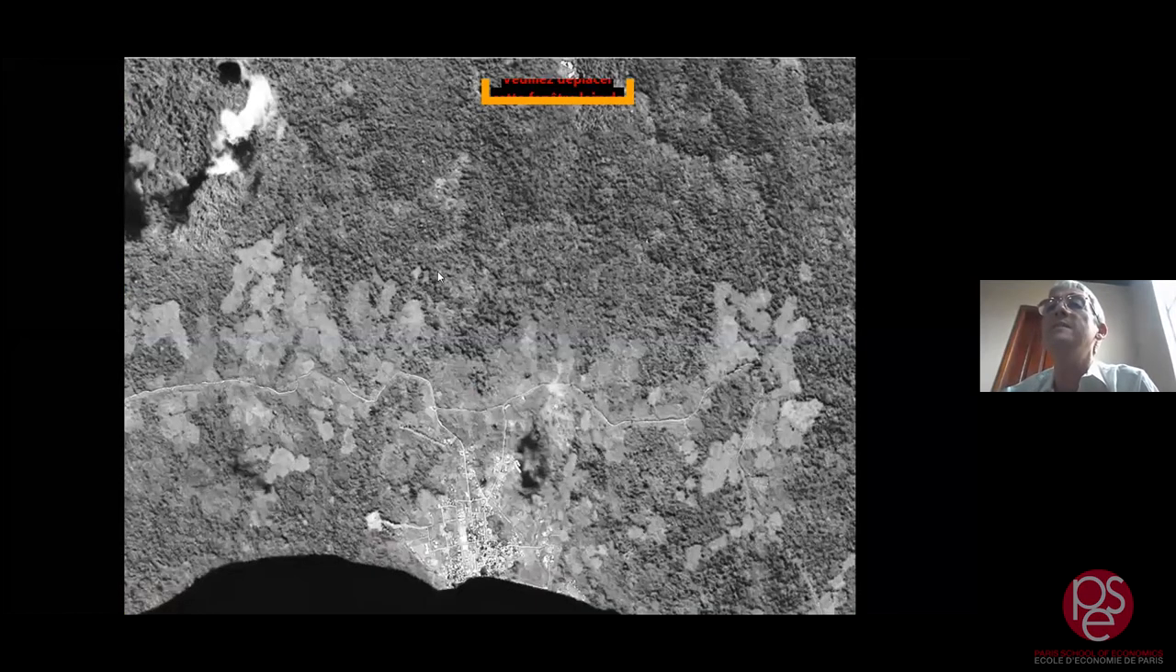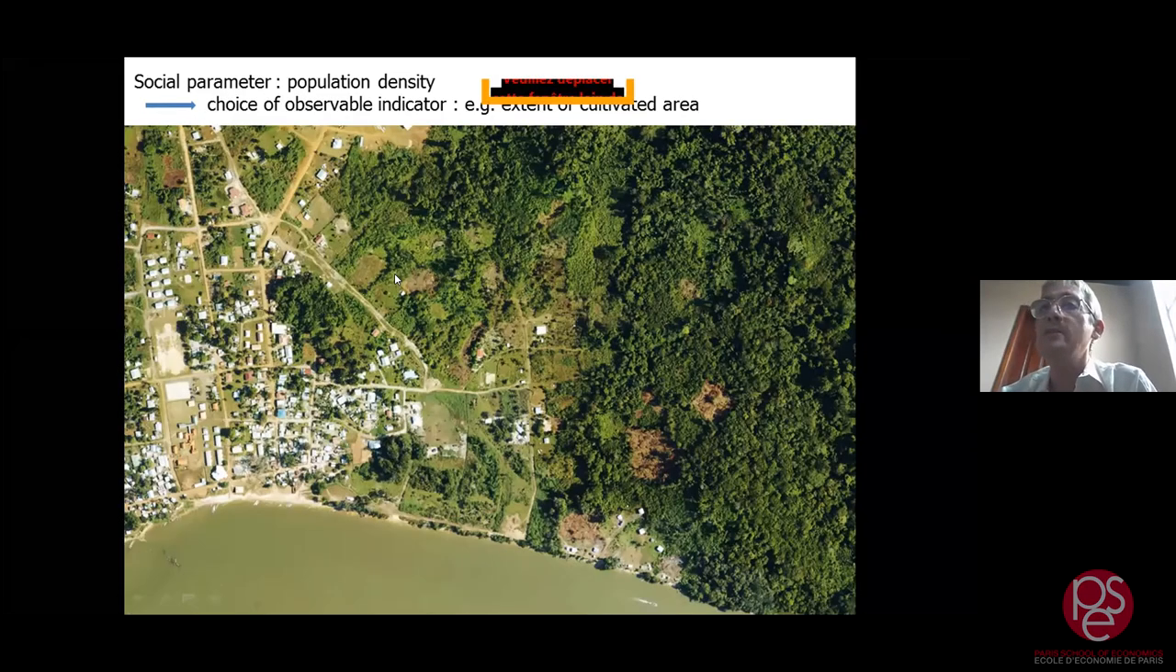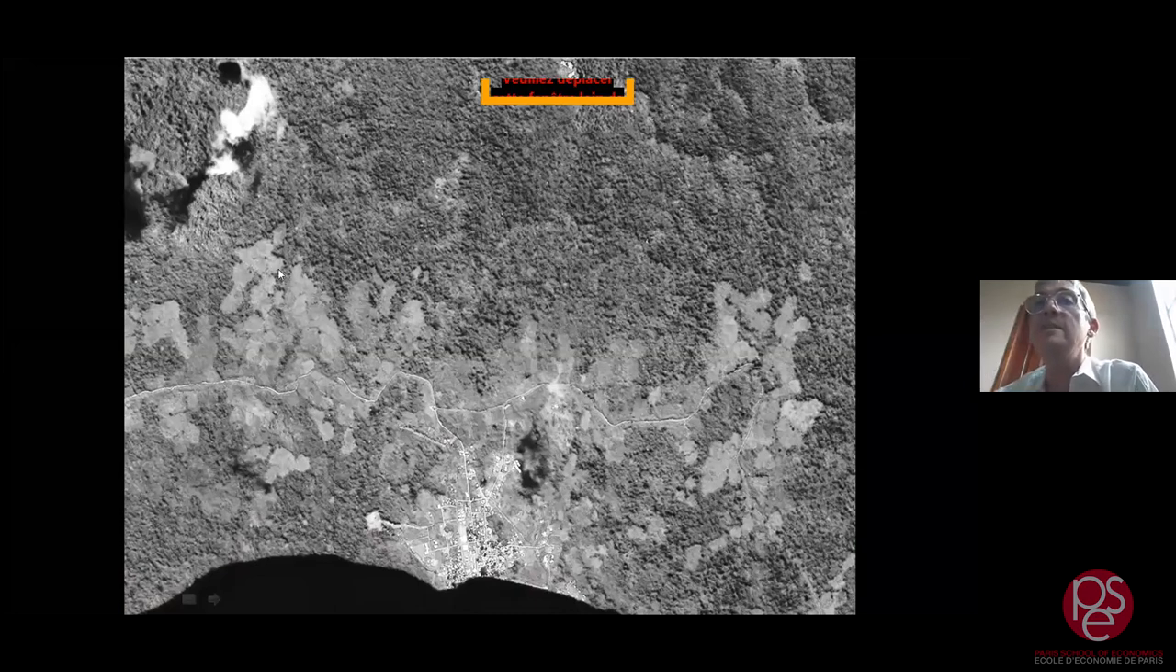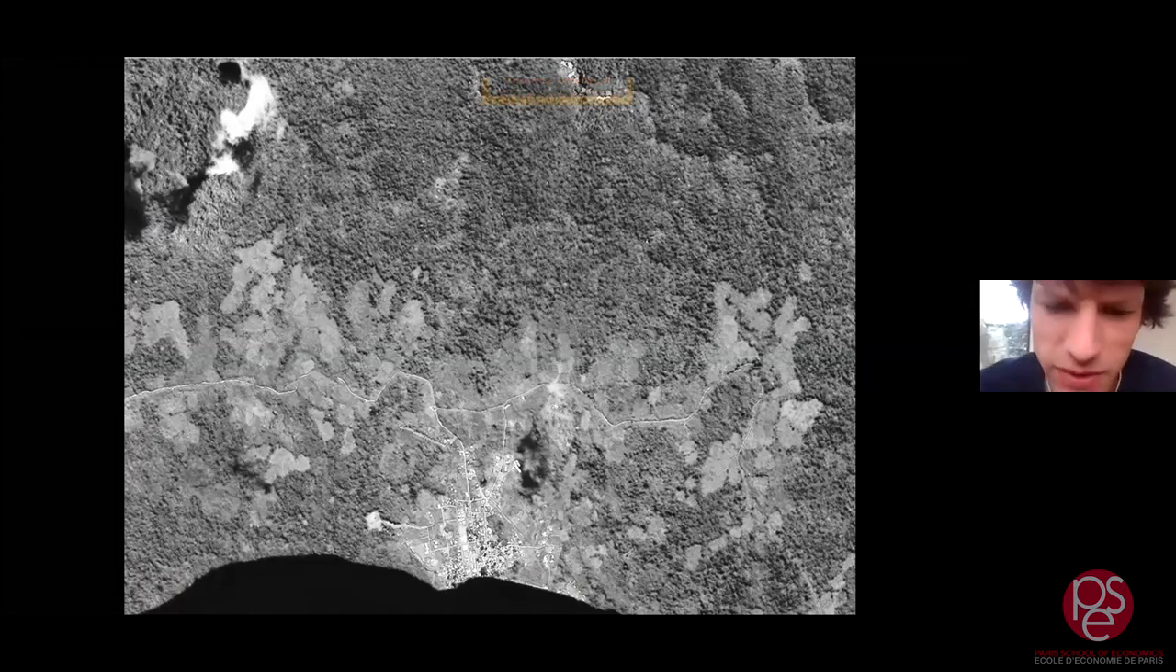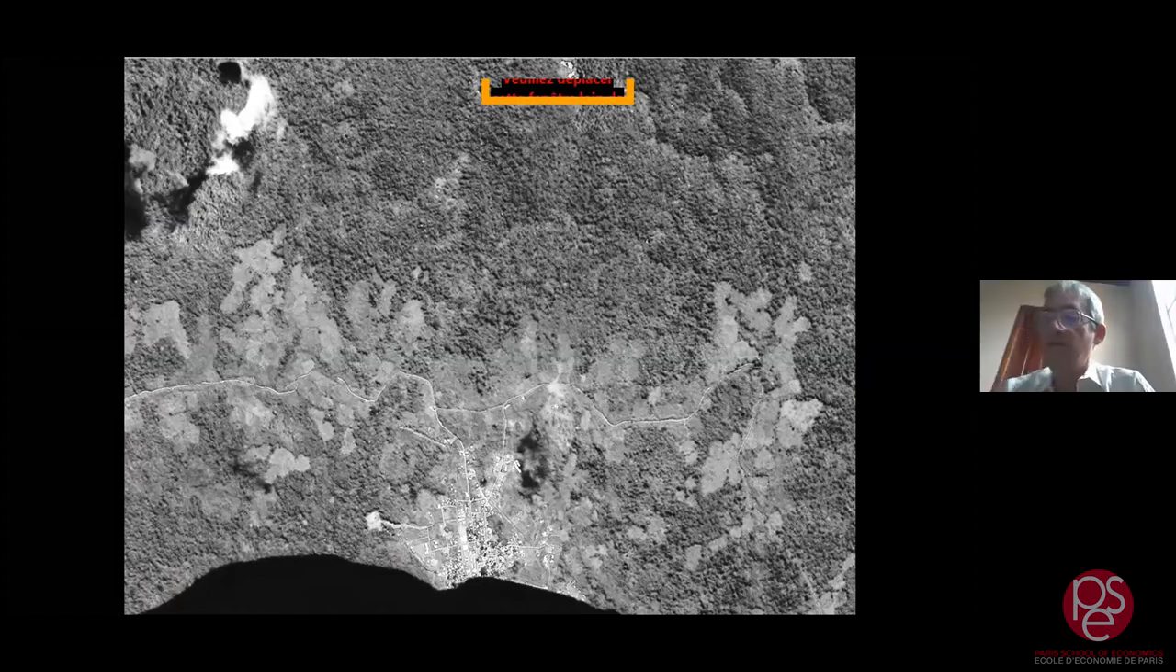So the previous one was airborne. This was in satellite image. If we are able to map the extension of cultivated areas, which is not so difficult, and compare the total area to the population, maybe we can have to some extent an estimation of the population density. But Laurent, is there a way to have an idea of the soil productivity? Because the same kind of result could be there if you have constant population, but it's possible to grow anything.